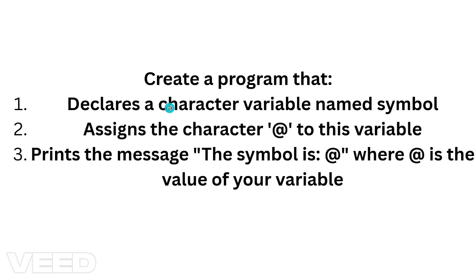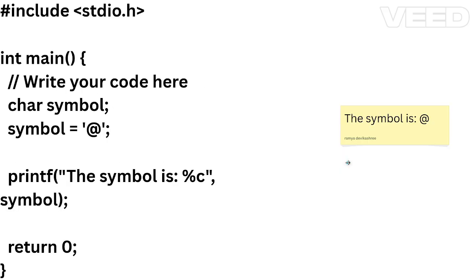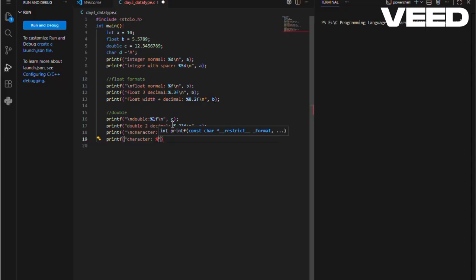Create a program that declares a character variable named symbol, equal to 'A'. It stores it in single quotes. The symbol is A. This is the output you will get like this.